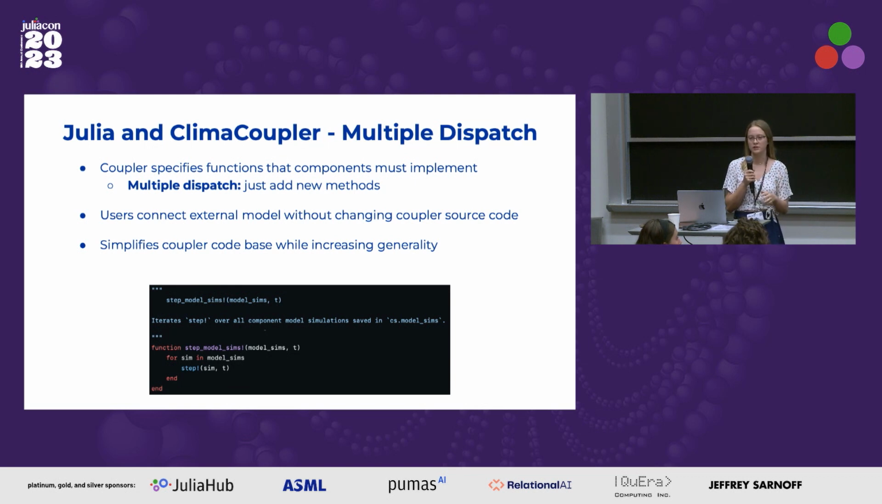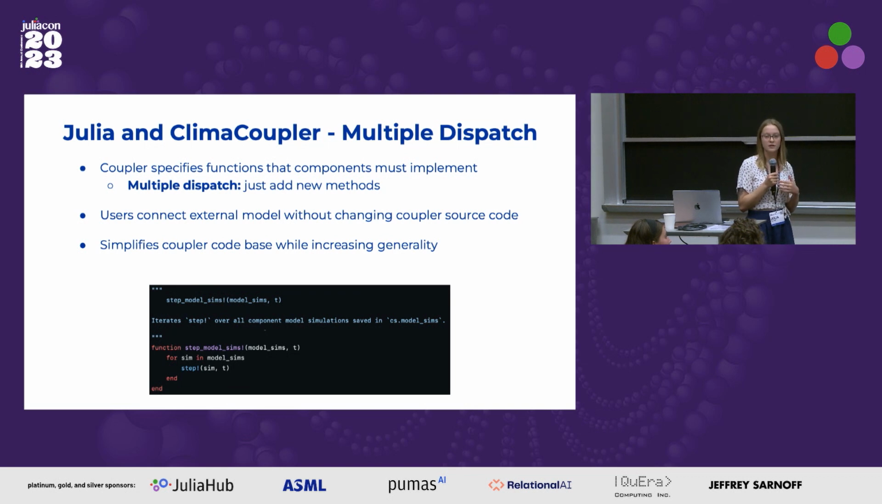We try to keep this interface as general as possible and as slim as possible, but there are a couple of functions that we just need these component models to provide. One of these is a step function. We need to be able to step each of the component models. We also have some getter methods to retrieve fluxes that will need to be sent between the models. Multiple dispatch is very helpful for this because we can write these functions and explain that these are the interface, and then new users can come in and very easily add new methods for these functions and extend them without having to change our source code at all.